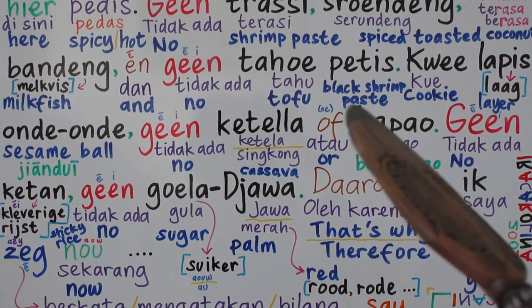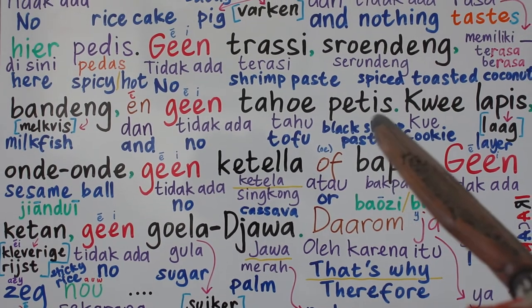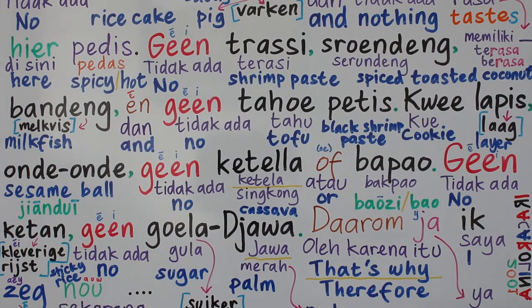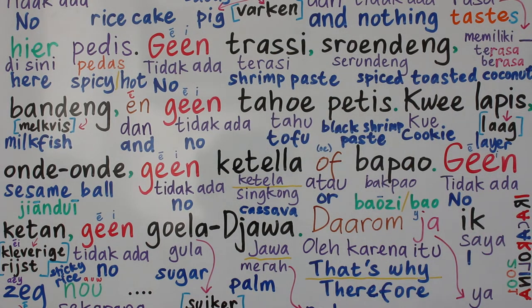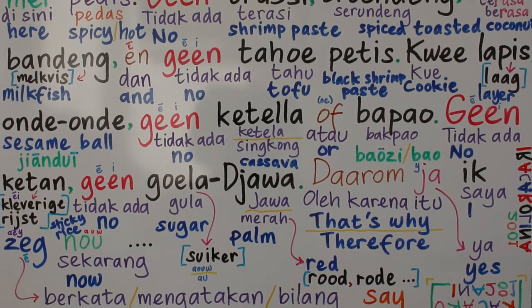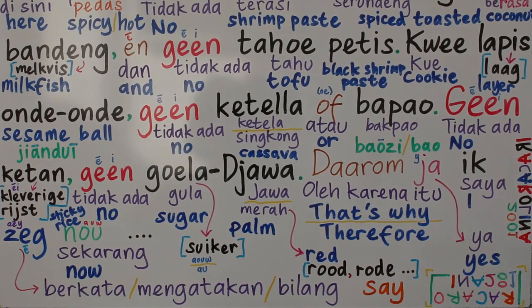And this one, petis. I write it here, shrimp paste, but it is different from this one. This one is a bit pink and purple, and the taste is also different. And this one is the black one. That's why I write it here, black shrimp paste. Okay? And this, the Indonesian word, the correct way to write it is like this, and we pronounce it as kue.